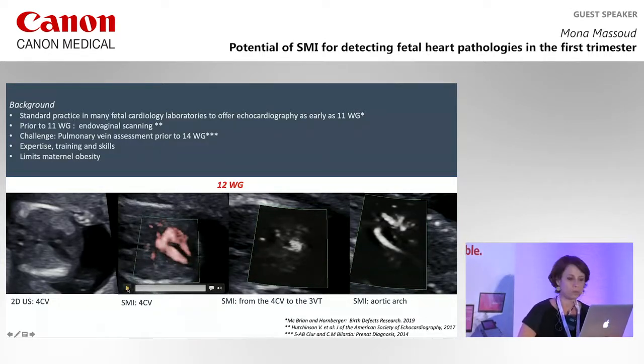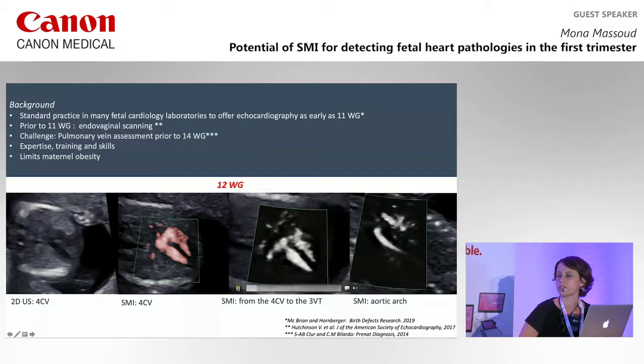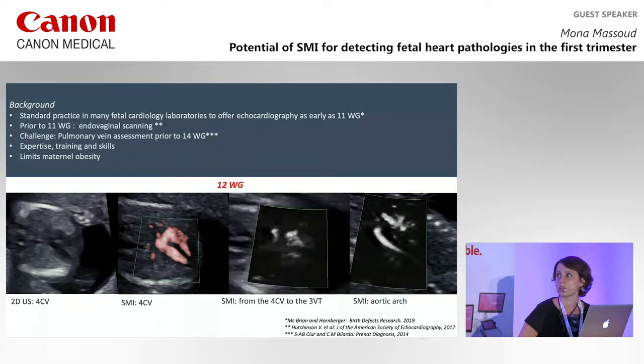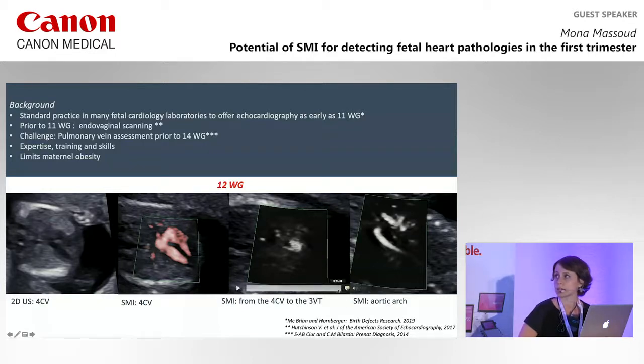when we use the SMI, we have a better visualization of these four cavities of the heart. And when you look at this video clip, you can see the whole examination of the four chamber views and the outlet flow in the great arteries and the three vessel views with trachea, as well as the aortic arch in the sagittal plane.